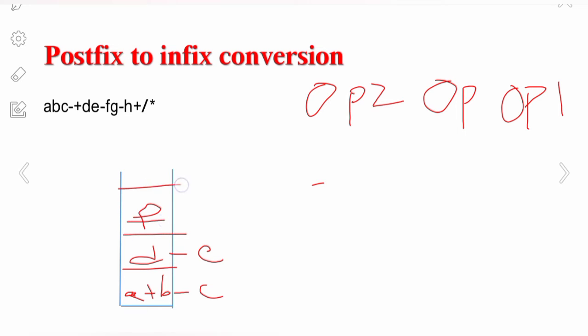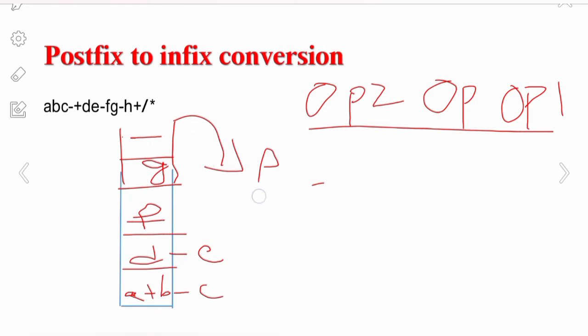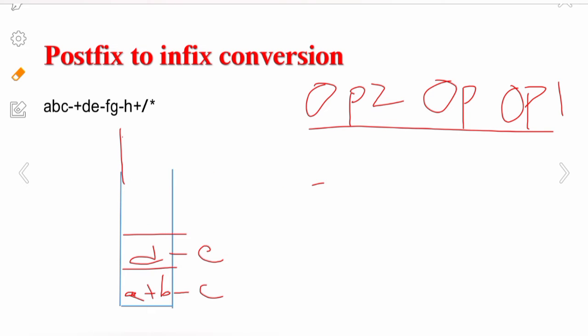So again we will push the g, and the next one is the minus. So we are going to push the minus operator into the stack. Okay, since the operator is available, we are again going to apply this formula. So the expression will be f minus g. Okay, so now we are going to push it into the stack. f minus g will be pushed to the stack.